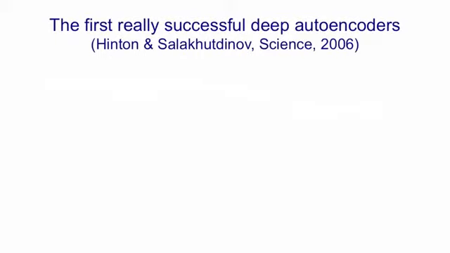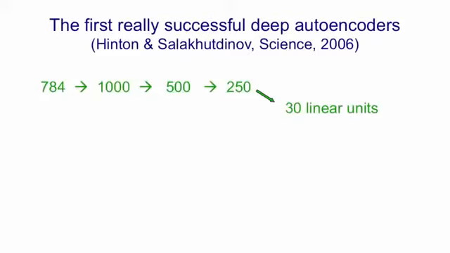The first really successful deep autoencoders were learned by Russ Salakhutdinov and I in 2006. We applied them to the MNIST digits. So we started with images with 784 pixels, and we then encoded those via 3 hidden layers into 30 real-valued activities in a central code layer. We then decoded those 30 real-valued activities back to 784 reconstructed pixels.